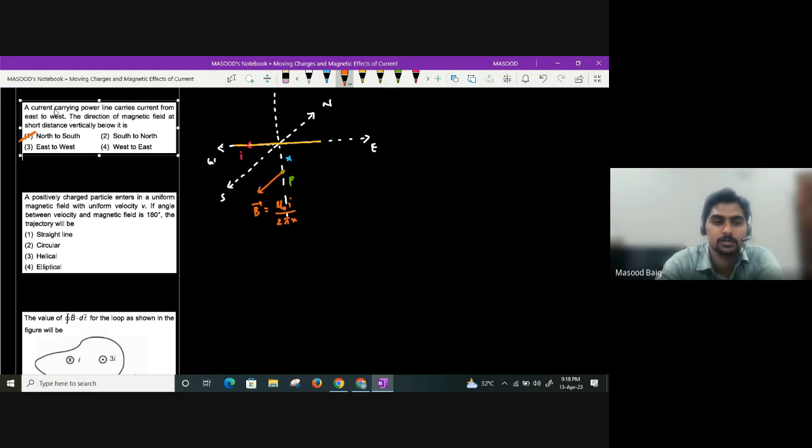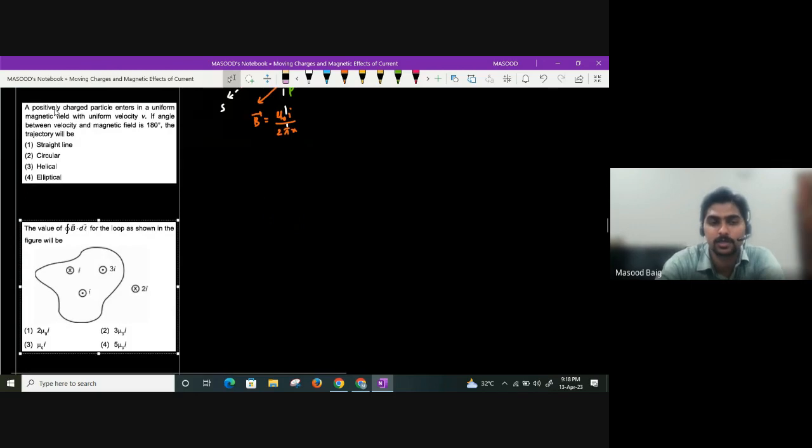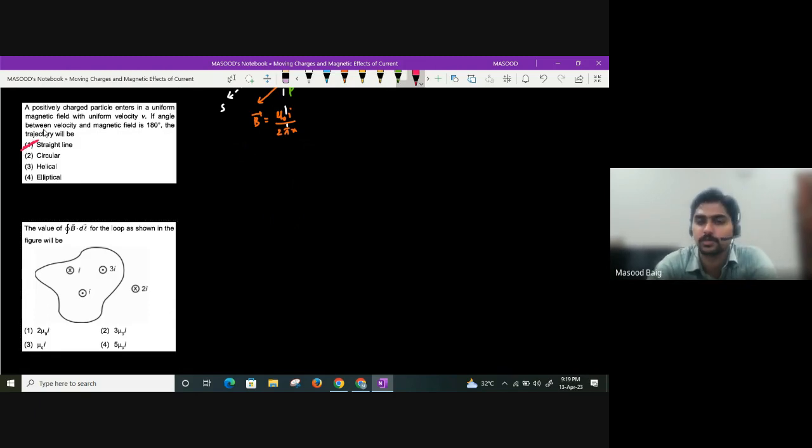Okay. Positively charged particle enters magnetic field with a uniform velocity. If the angle between velocity and magnetic field is 180, what is the trajectory? Already told, no? Theta is 0 or 180, straight line. Theta is 90 degrees, circular path. Theta is some arbitrary angle, it is going to follow a helical path. So here it is going to follow which graph? Straight line graph. Yes or no?